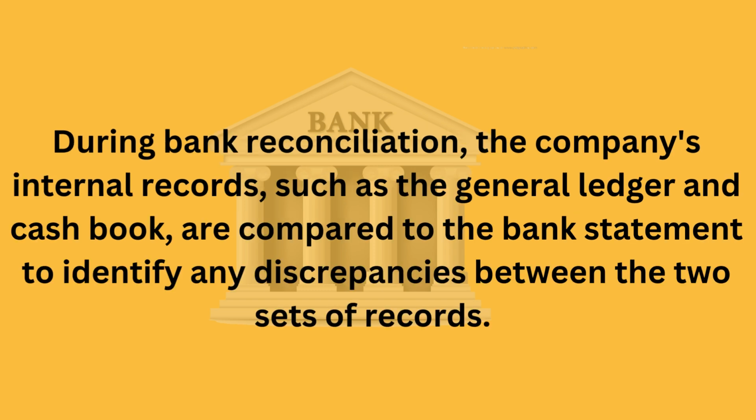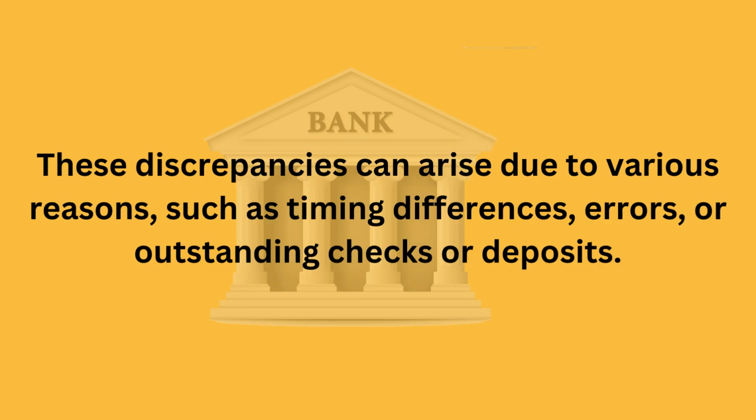During bank reconciliation, the company's internal records, such as the general ledger and cash book, are compared to the bank statement to identify any discrepancies between the two sets of records. These discrepancies can arise due to various reasons, such as timing differences, errors, or outstanding checks or deposits.